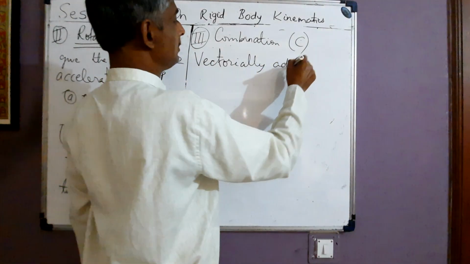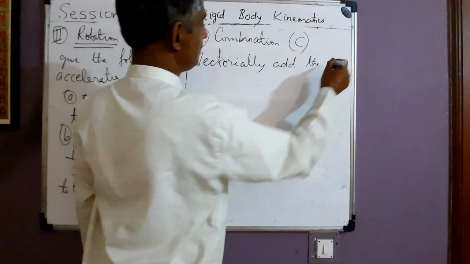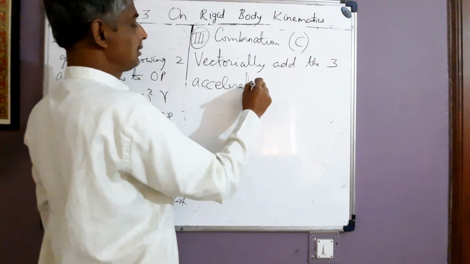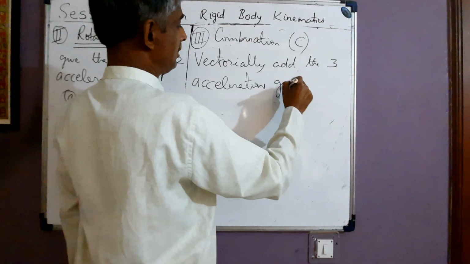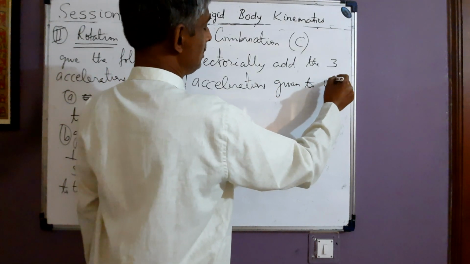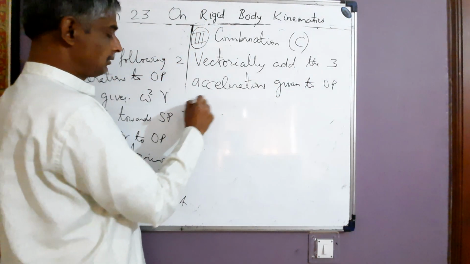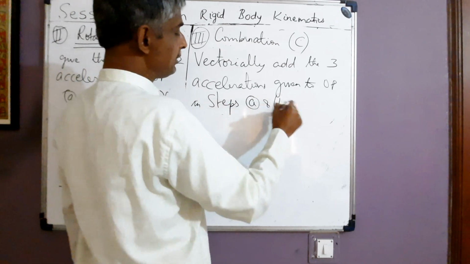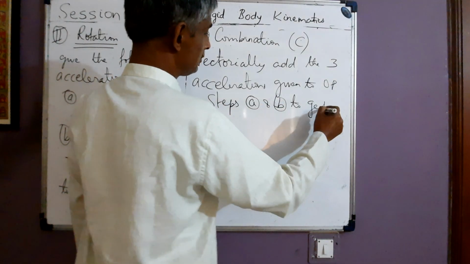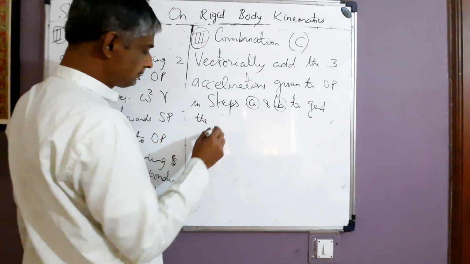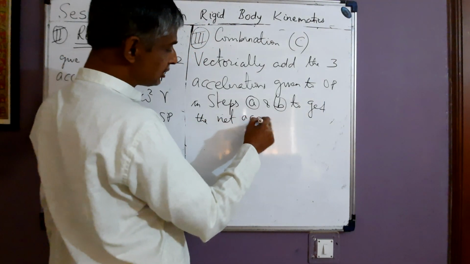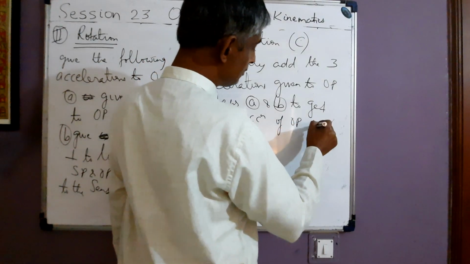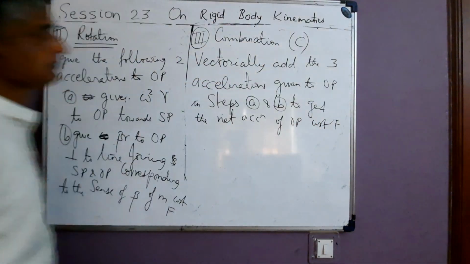Vectorially add the three accelerations given to OP in steps A and B to get the net acceleration, meaning the acceleration of OP with respect to frame F.